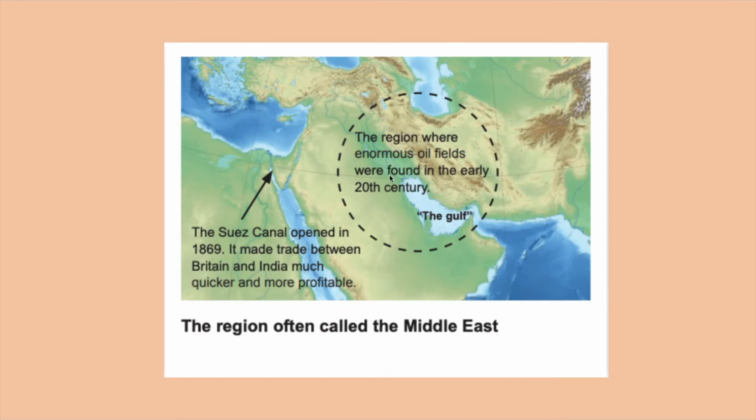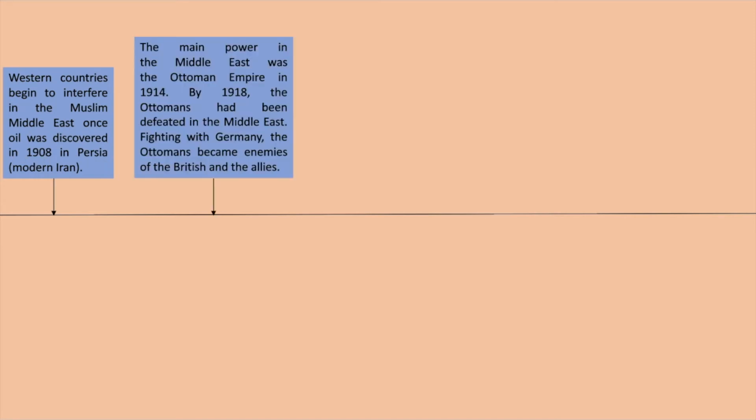You will have read that this region, the Gulf region, became very important to America and Britain when oil was discovered in the early 20th century, so around 1908. Western countries began to interfere in the Muslim Middle East once oil was discovered in 1908 in Persia, modern Iran.